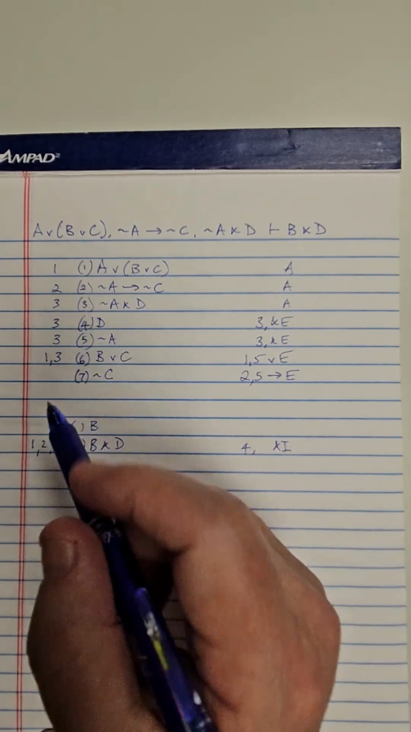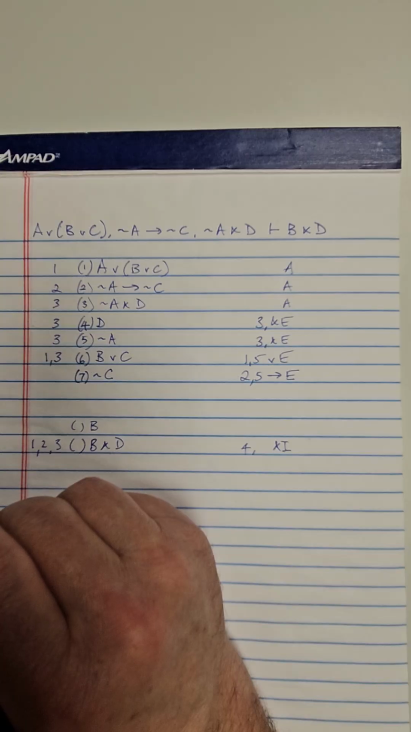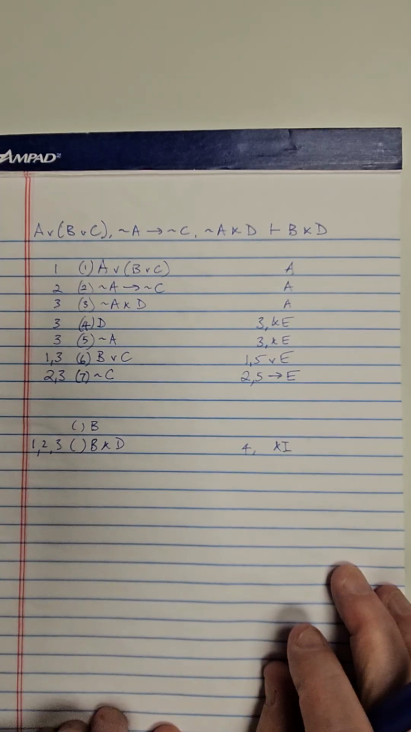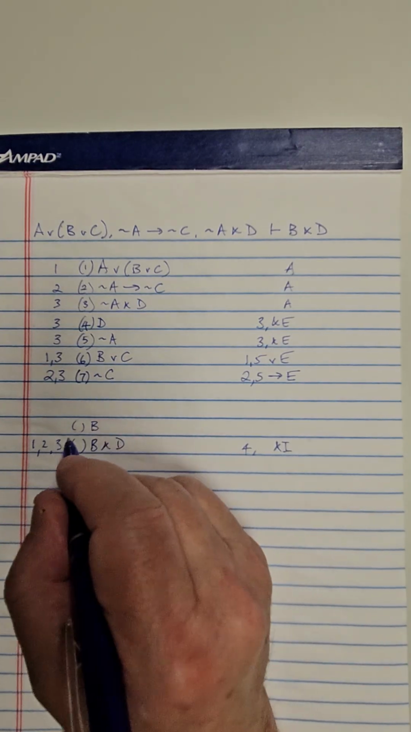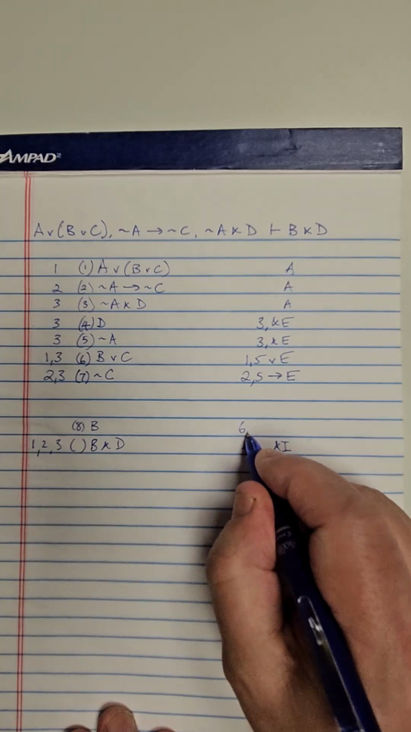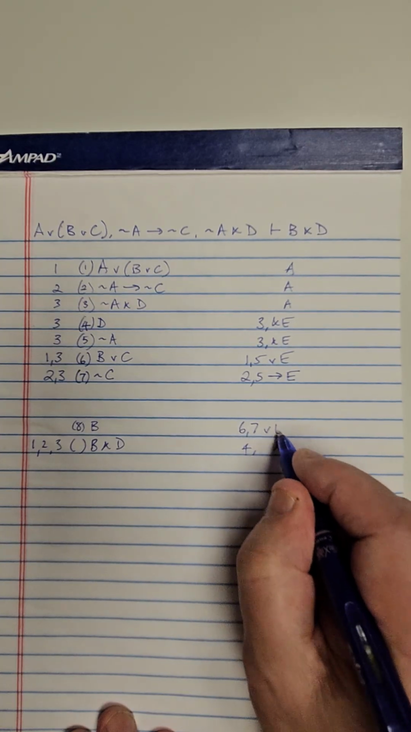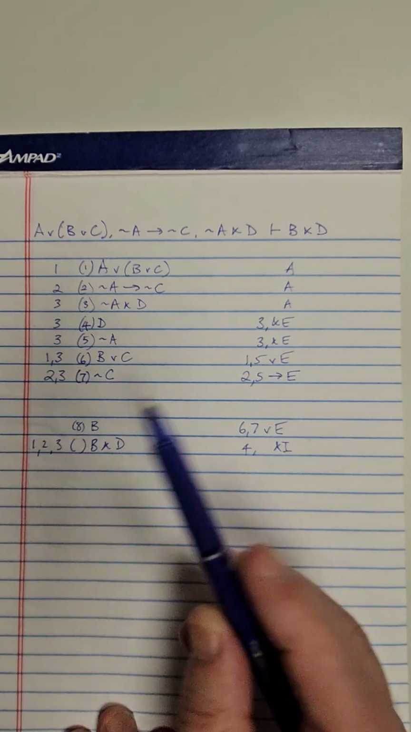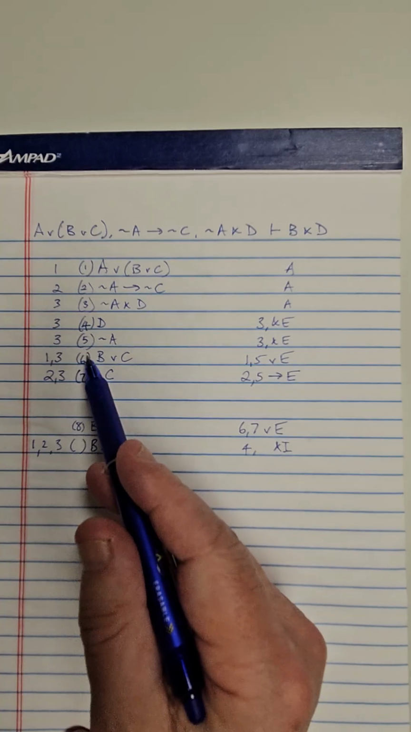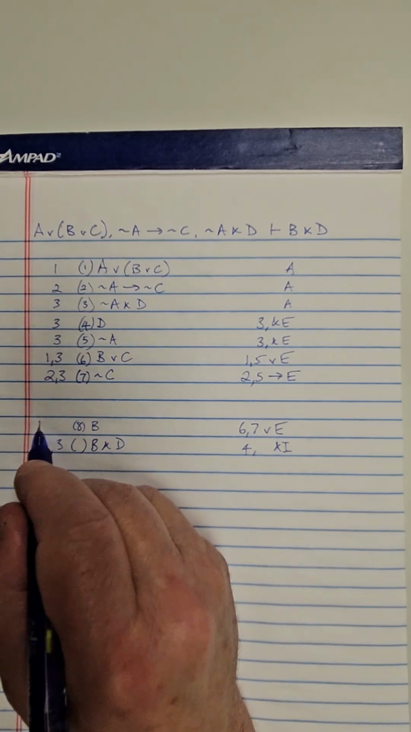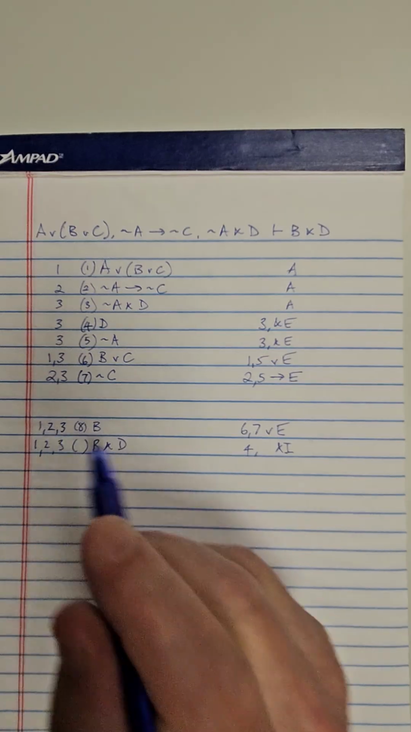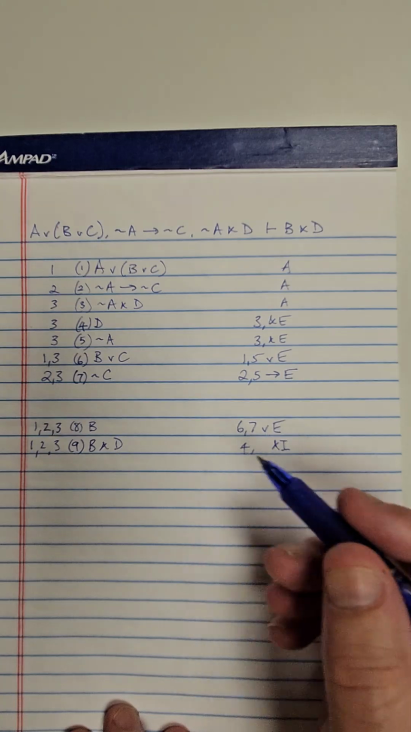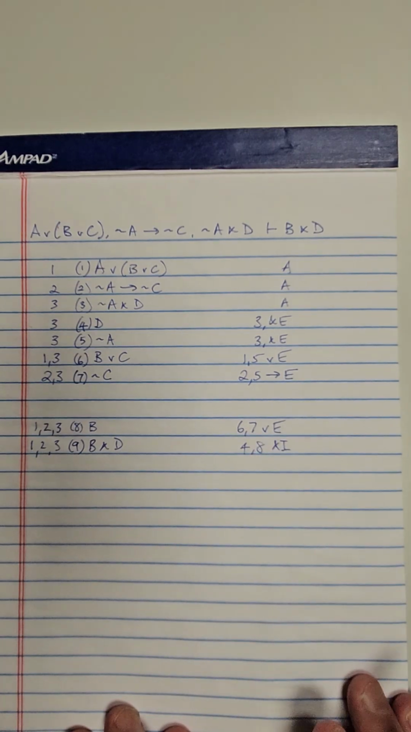Well, 2 rests upon 2, 5 rests upon 3, so that's 2 and 3. We've proved not C. And then 6, 7, wedge elimination. Here's a disjunction, either B or C. Here's the denial of its right disjunct. And so we get its left disjunct. 6 rests on 1 and 3, 7 rests on 2 and 3, so 8 rests on 1, 2, and 3. This is line 9, the last line of the proof, and that's 4, 8, ampersand introduction.